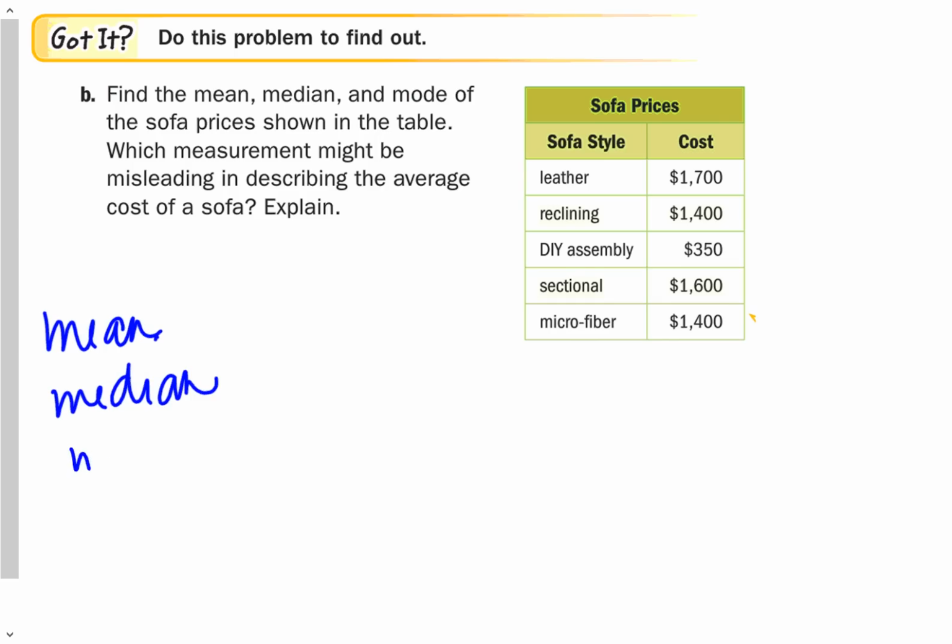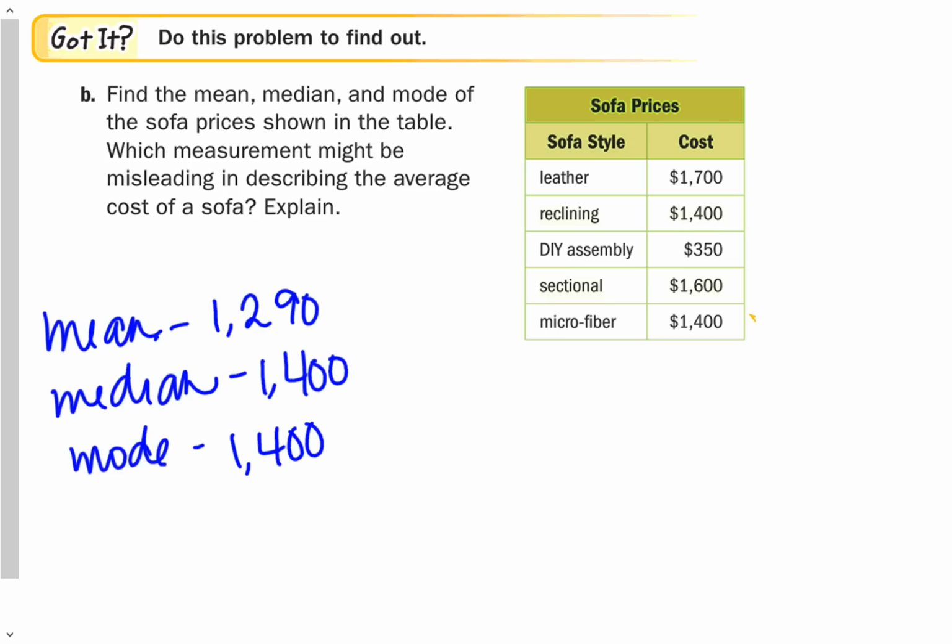So your mean, we're going to add up all of these numbers, 1700, 1400, 350, 1650, and 1400, divide them by 5. That equals 1290. When you put these all in order, the middle number is 1400, and your mode is 1400. So the mean would be the misleading measure. And this is because the value of the mean is lower than most of the data. So you wouldn't want to show your mean.